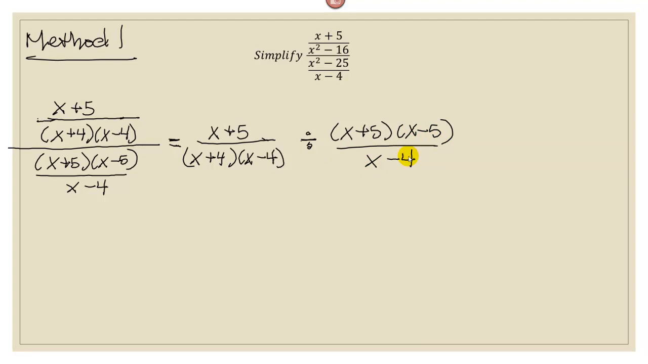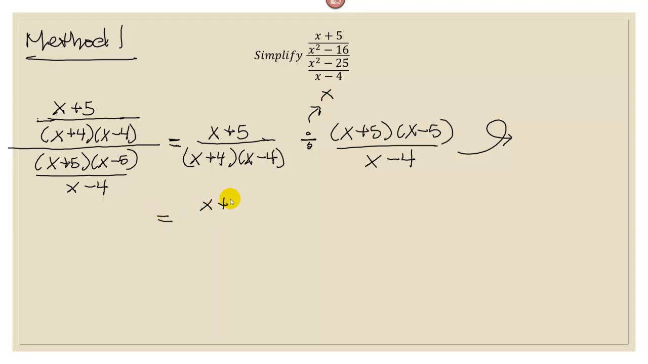Okay, at this point, be careful not to simplify anything. You don't want to simplify at this stage. All you want to do is flip over this. So we're going to flip over this one and change this division to a multiplication. All right, so let's do that.